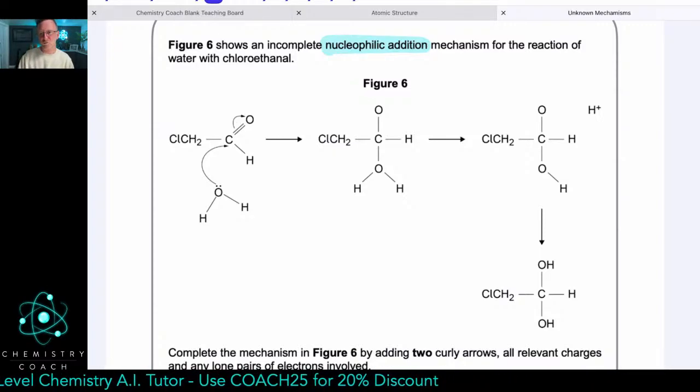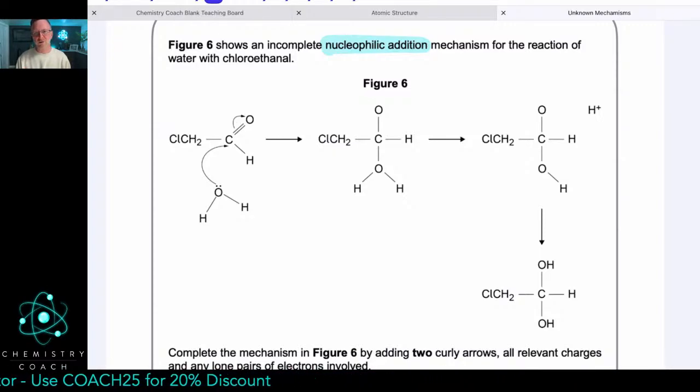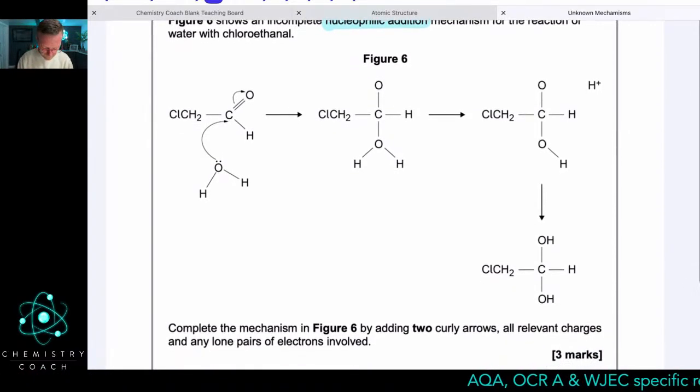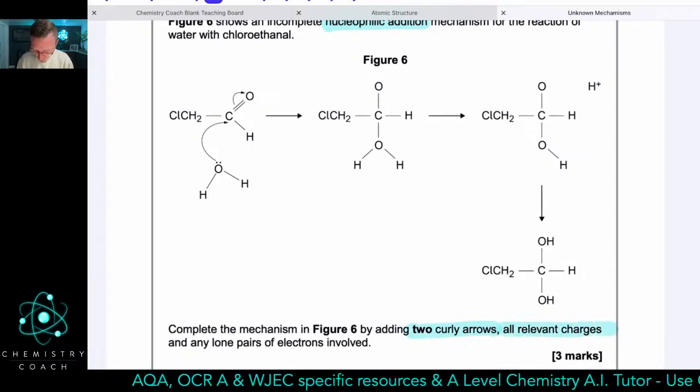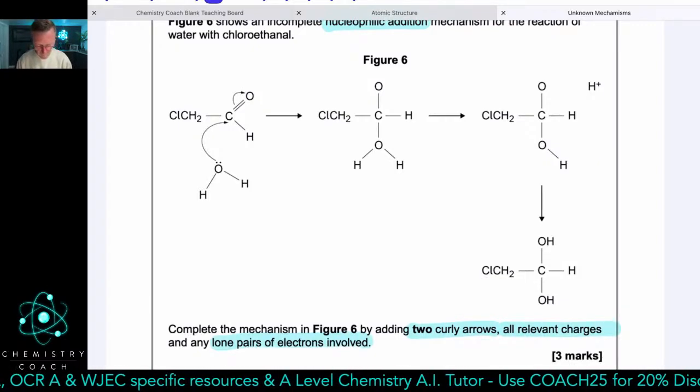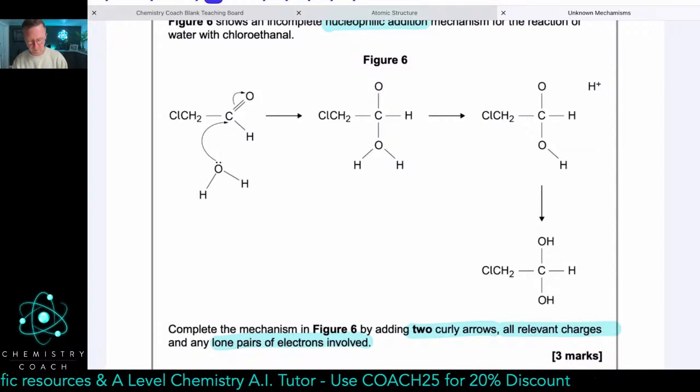So we make a hydroxynitrile through nucleophilic addition. Don't worry if you're AS, I just want to show you this, okay? So what they're doing is, they're asking you to complete the mechanism by adding 2 curly arrows, all relevant charges, and any lone pairs of electrons involved, okay?